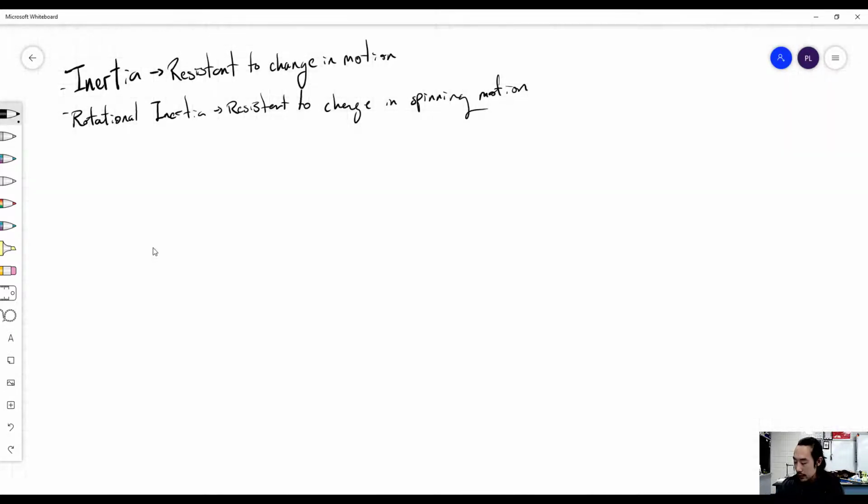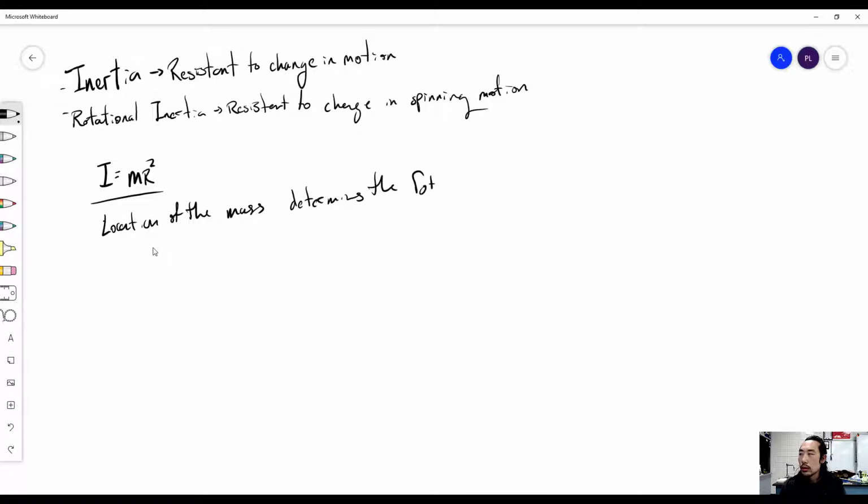Now, in the previous video, we learned that rotational inertia has just this basic equation called mr squared. For all intents and purposes, this is what you need to know. However, we do need to know how you can find the rotational inertia when you're given a certain scenario. Let's do a quick dive onto this equation before we continue. What this equation tells us is that the location of the mass determines the rotational inertia, and that's where we get the R and the M.